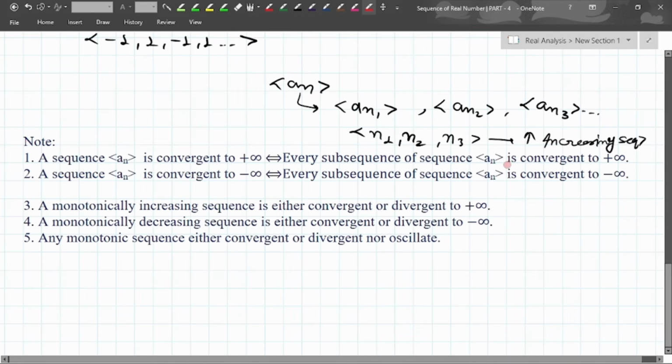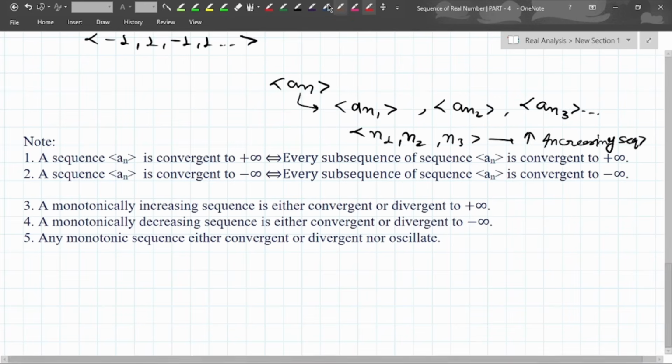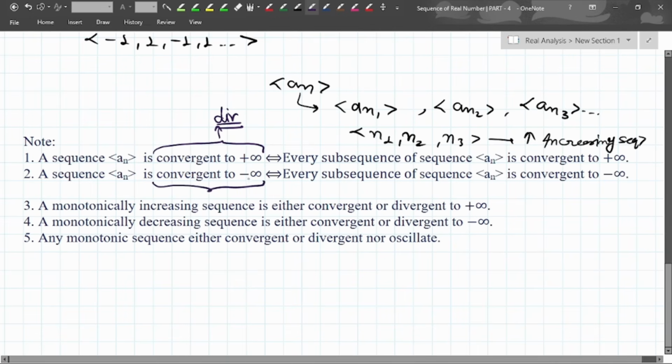Sorry, saying converges to infinity is not quite right; it means tending to infinity, which is divergent. Converges to infinity means diverges. So if a sequence diverges to positive infinity, then every subsequence of it will also diverge to positive infinity. The same result holds for minus infinity.